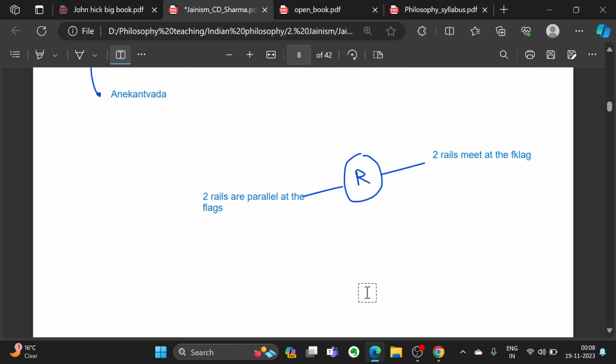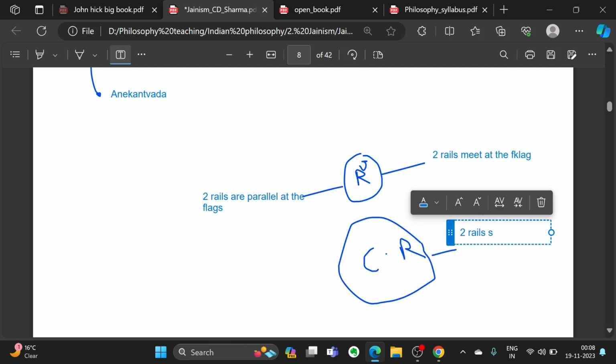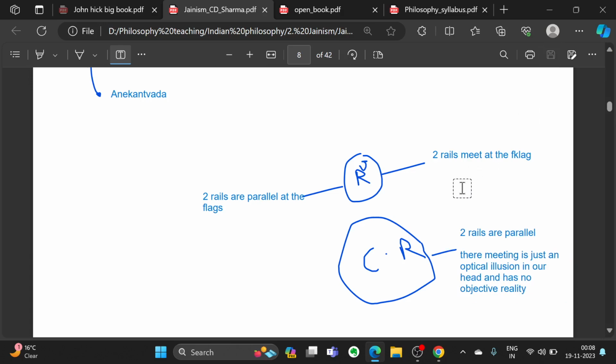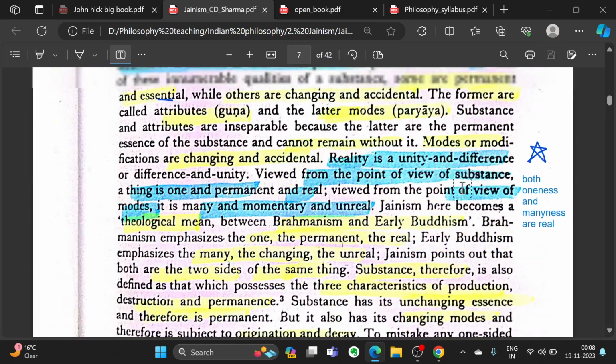But our common sense view will say that our common sense understanding, or our common sense realism. This is Jaina realism, okay, and this is common sense realism. It will say that two rails are parallel, their meeting is just an optical illusion in our head and has no objective reality. Okay, right. So let's proceed now.